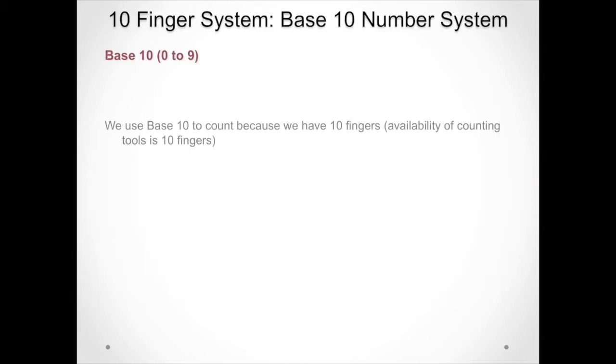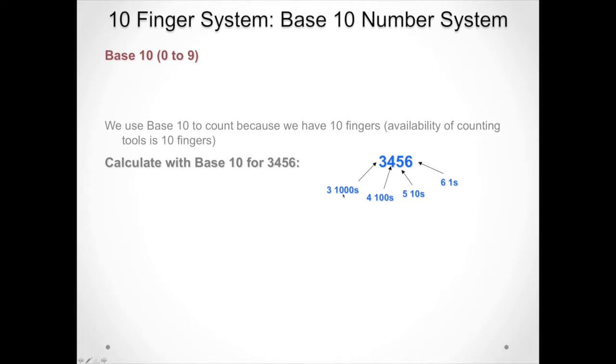So we use base 10, and we'll have a look. If we were to calculate with base 10 for 3, 4, 5, 6, we have 3, 4, 5, 6. And we can actually break this into smaller components. We have 6 ones, 5 tens, 4 hundreds, and 3 thousands. So this is positionally weighted. The actual value depends on the position.